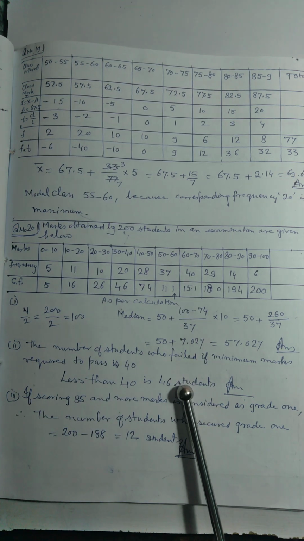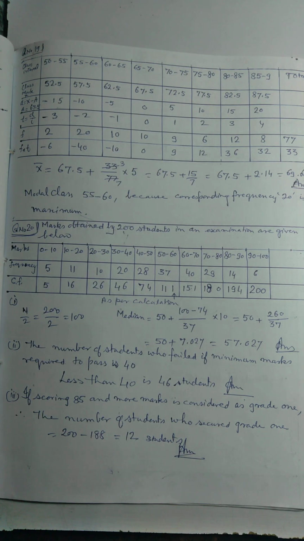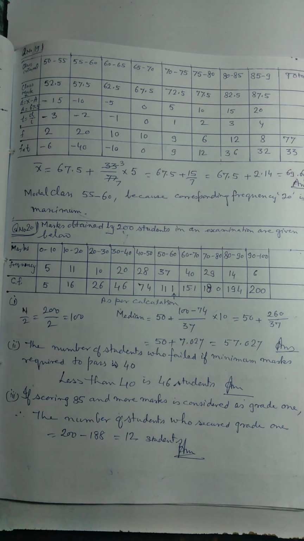Now come to question number 20. The marks obtained by 200 students in an examination are given below. Marks are 0 to 10, that is 5, 10 to 20, that is 11, 20 to 30, that is 10, 30 to 40, 20, 40 to 50, 28, 50 to 60, 37, 60 to 70, 40, 70 to 80, 29, 80 to 90, 14, 90 to 100, that is 6.